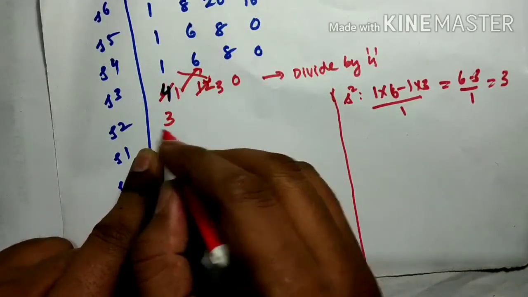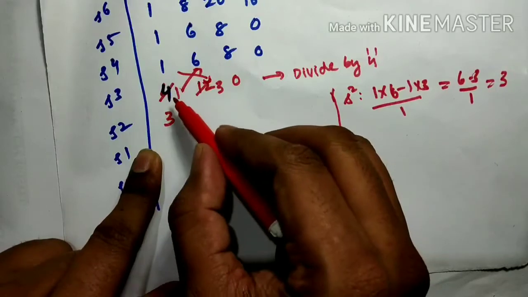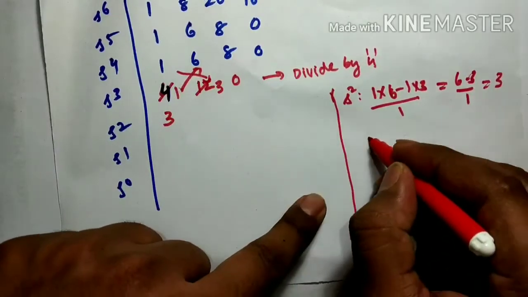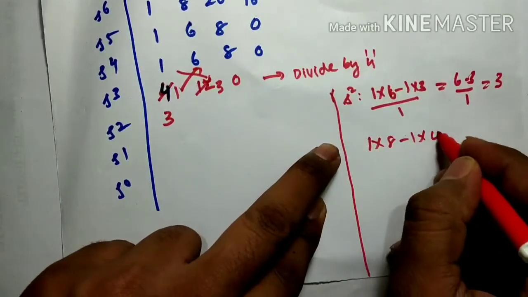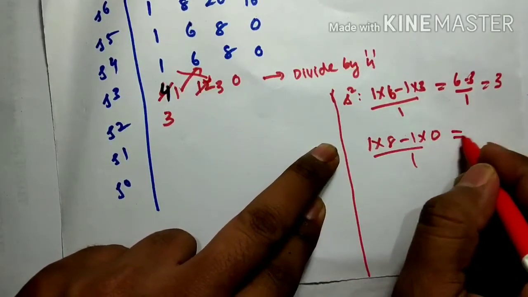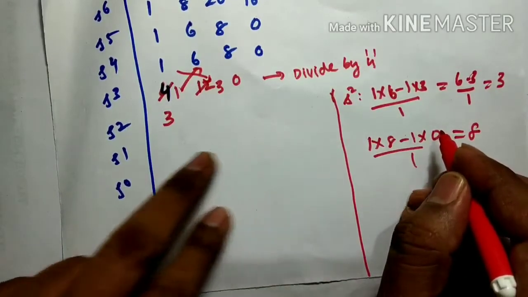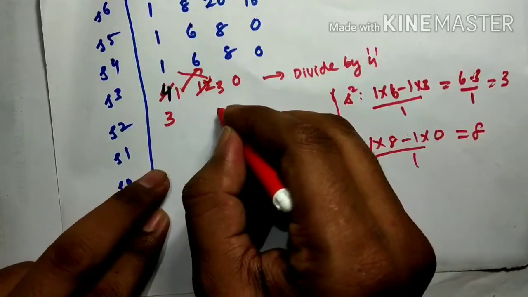Okay, the s square coefficient. Again, 1 into 8 minus 1 into 0 by 1. So you will get only 8. So we get 8.